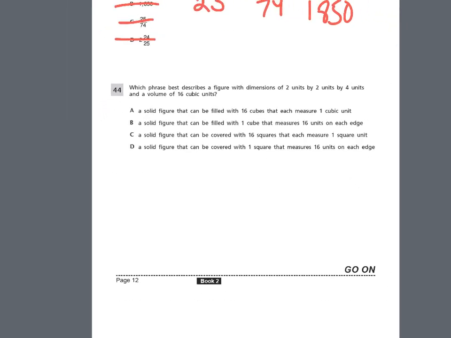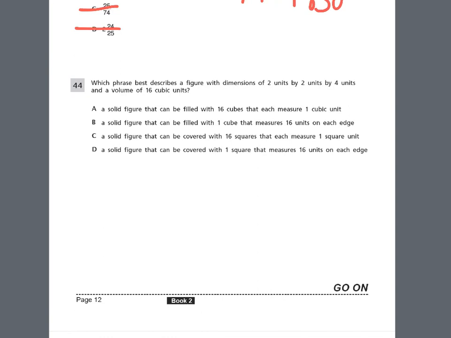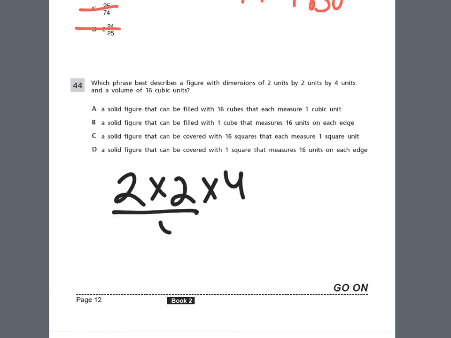Number 44. Which phrase best describes a figure with dimensions of 2 by 2 by 4 and a volume of 16 cubic units? So 2 by 2 by 4. We know that will be 4 times 4, and that's 16. So is it a solid figure that can be filled with 16 cubes that each measure 1 cubic unit? Yep. A solid figure that can be filled with 1 cube that measures 16 units on each edge? Nope. That would be way too big.